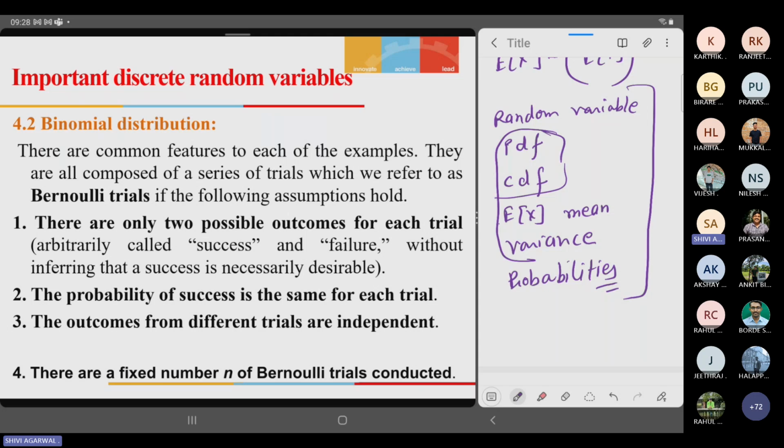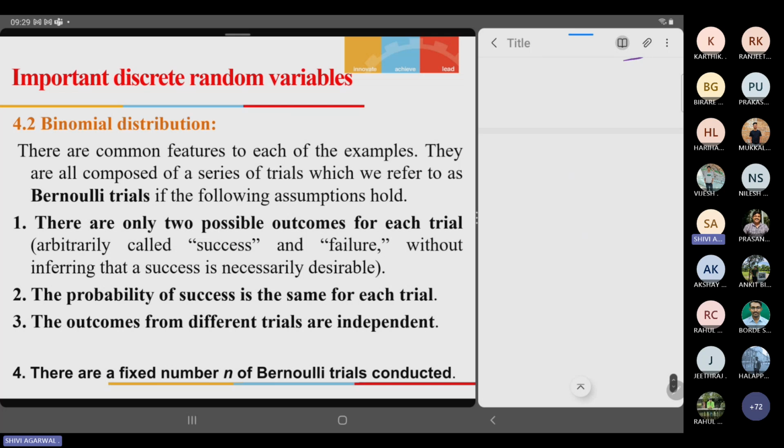After this summarization, now we can move further to the specific distributions, which are known as the important discrete distributions. First we are talking about section 4.2 in your textbook, the binomial distribution. Before the binomial distribution, we have to define Bernoulli trials. What are Bernoulli trials? An experiment which has only two possible outcomes is known as a Bernoulli trial.